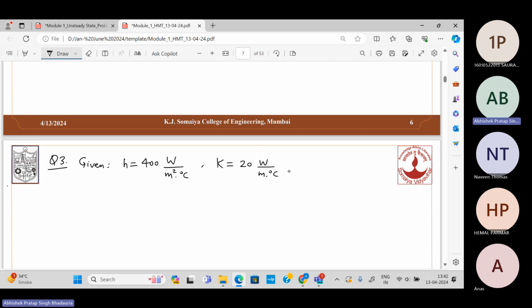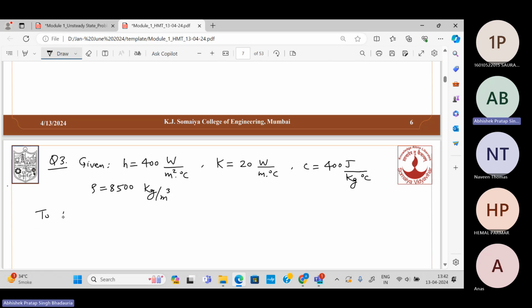Now what else? Specific heat is given as 400 joule per kg degree Celsius. The value of density is 8500 kg per meter cube. All these values are given.